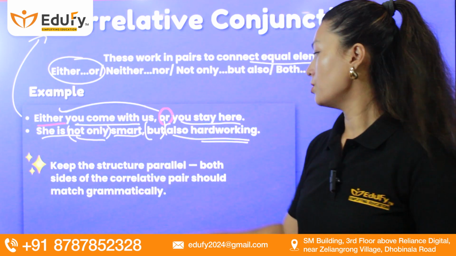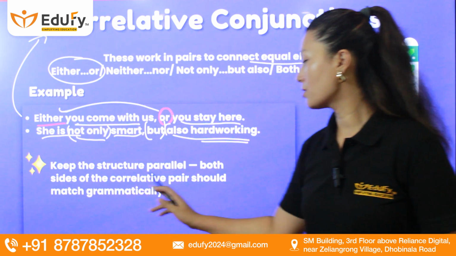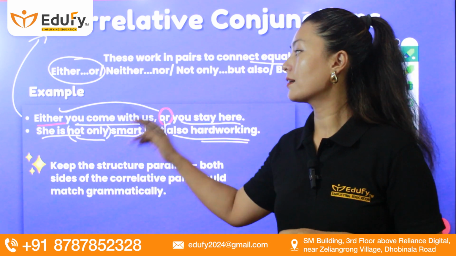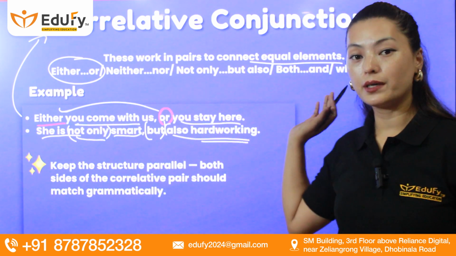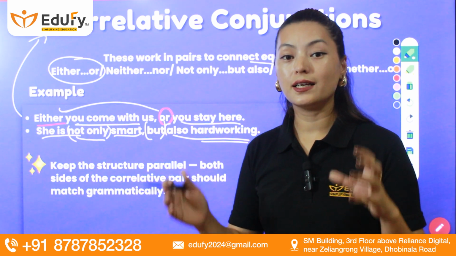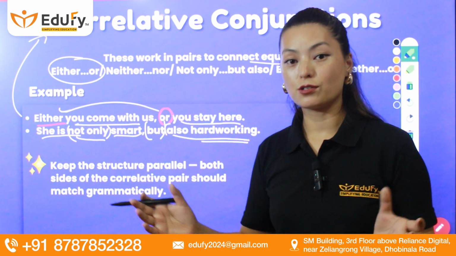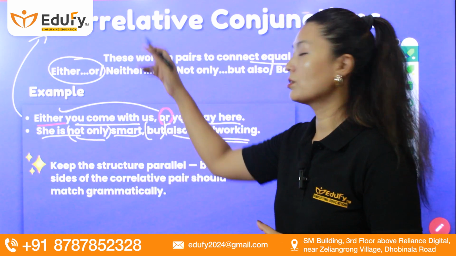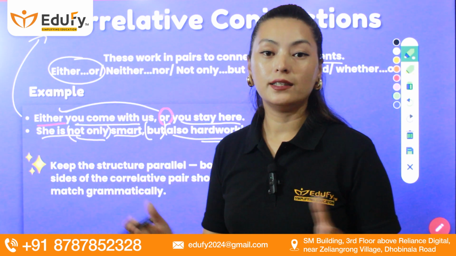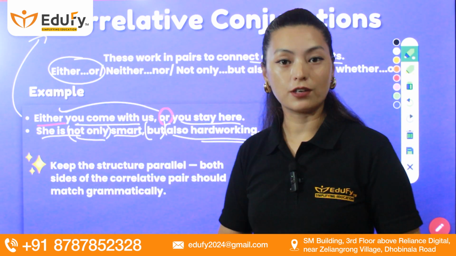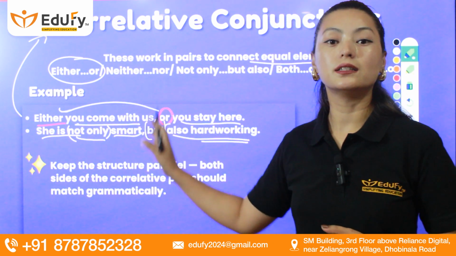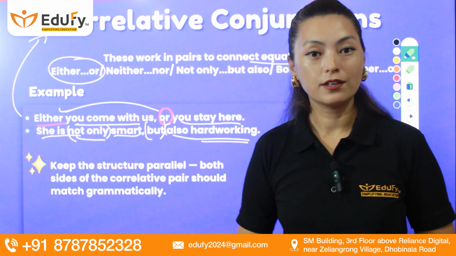Let's take a look at the note. You keep the structure parallel. Both sides of the correlative pair should match grammatically. Whenever you write either or, neither nor, not only but also, you will have to keep both parts of that sentence grammatically similar. Then only you can use correlatives because they're related to one another. You cannot write contrasting ideas in one sentence and use a correlative conjunction. They will have to have a similar meaning or similar elements in a sentence for you to write correlative conjunctions.